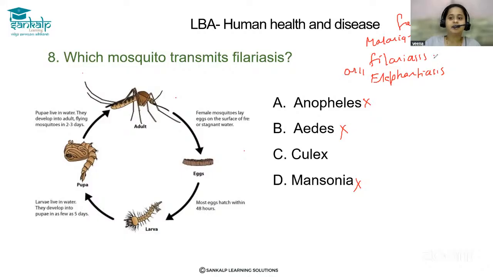Filariasis or elephantiasis is transmitted by the Culex mosquito. So whatever image you are observing, that is the Culex mosquito. These mosquitoes are responsible for transmitting the filariasis disease. So the correct answer is option C, that is the Culex mosquito transmits the filariasis disease.